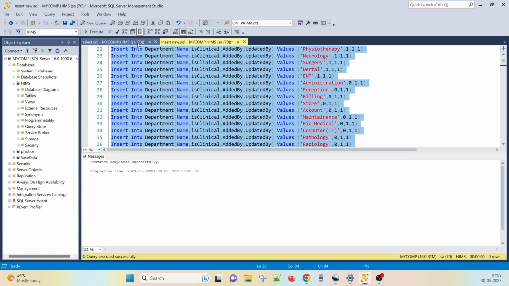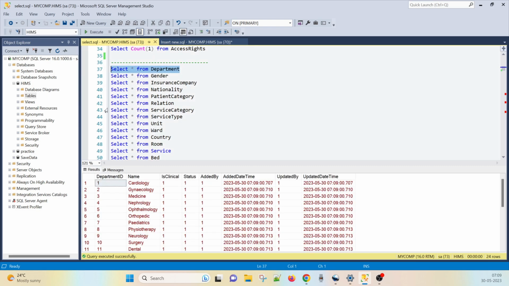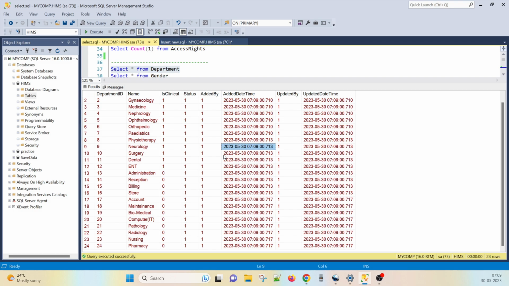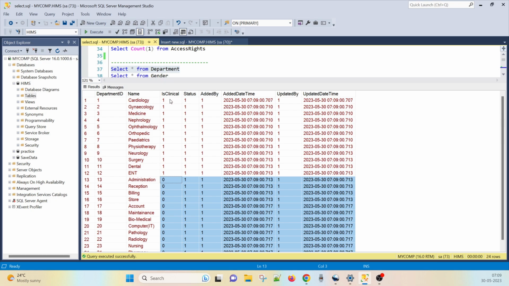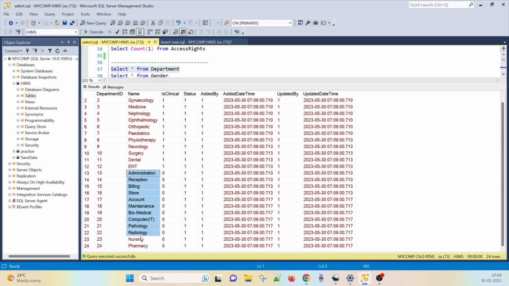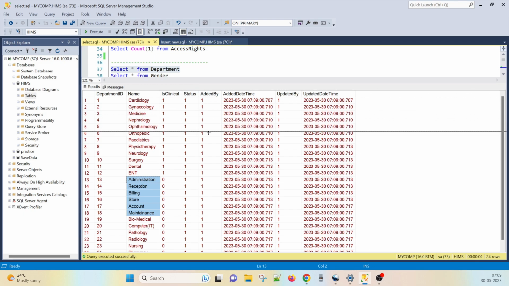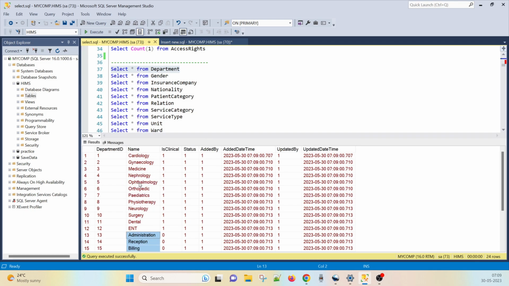So I am executing the data for the department table, correct? And you will get 24 records. Means I inserted 24 records in it, and there are clinical departments and non-clinical departments. As I said, some departments are related to doctor specialty, means cardiology, gynecology, medicine, nephrology, ophthalmology. Such are the clinical departments, and some of the departments are non-clinical, so we are considering them as a zero value. And administration, reception, billing, store, account, maintenance. Because in a hospital there are multiple departments, so all the departments are listed here.